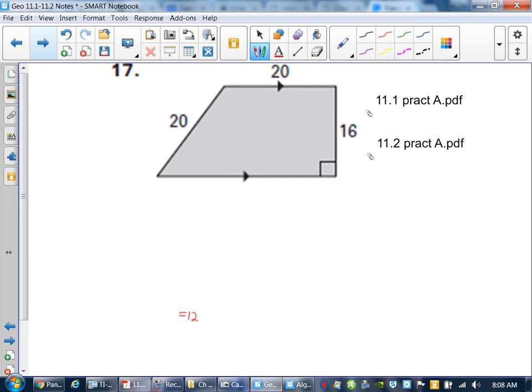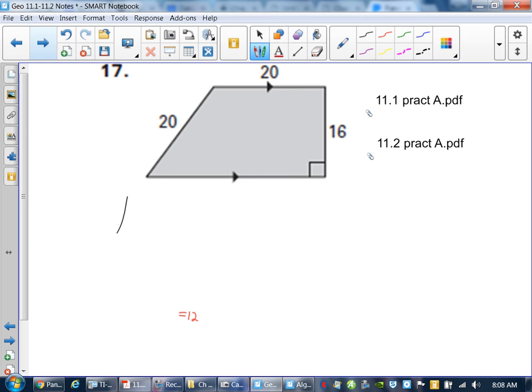Now, one of the things that I would suggest that we do, especially for the first few days, is write down what it is. One half the height times the sum of the bases. Okay. Am I all right with that?